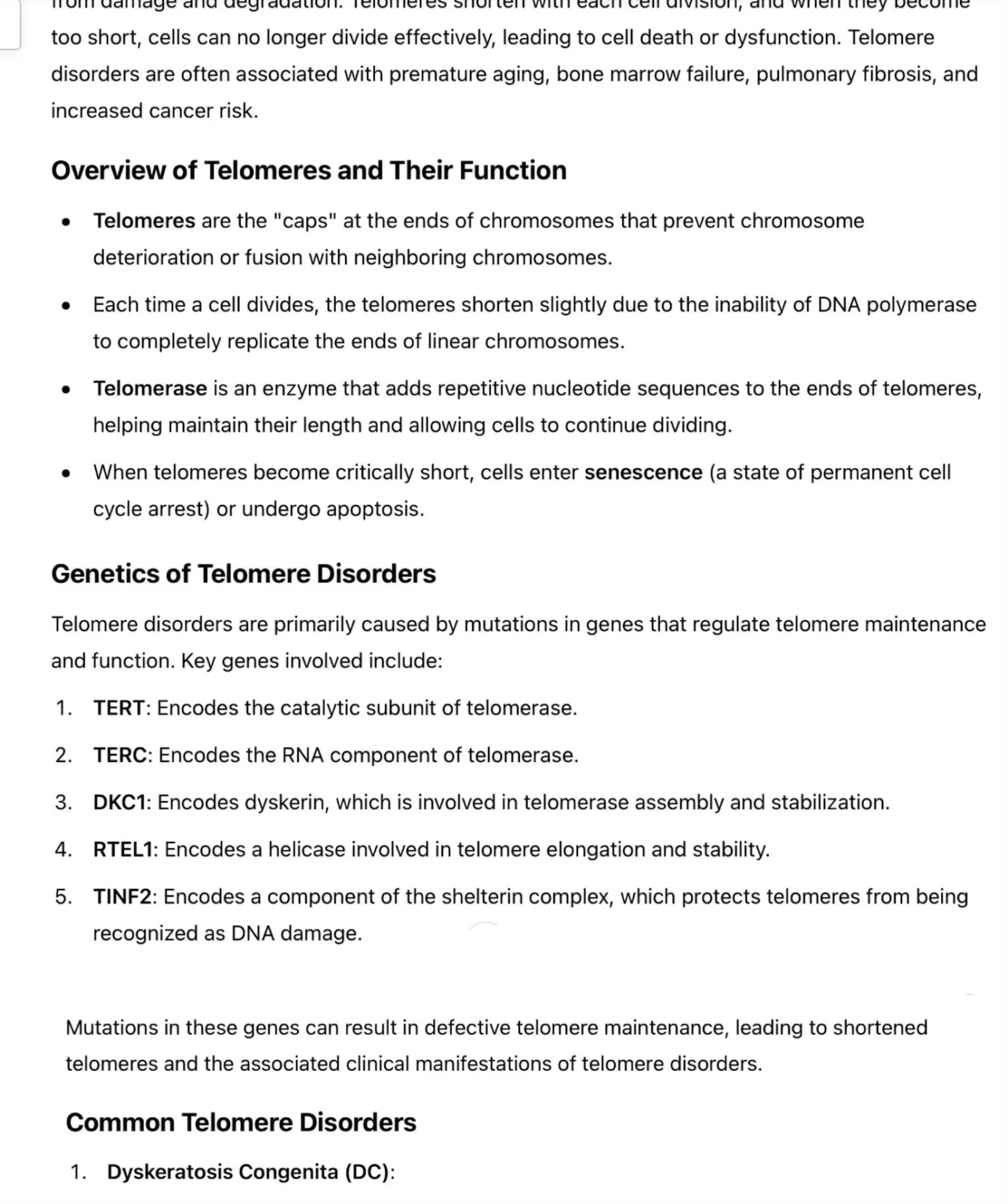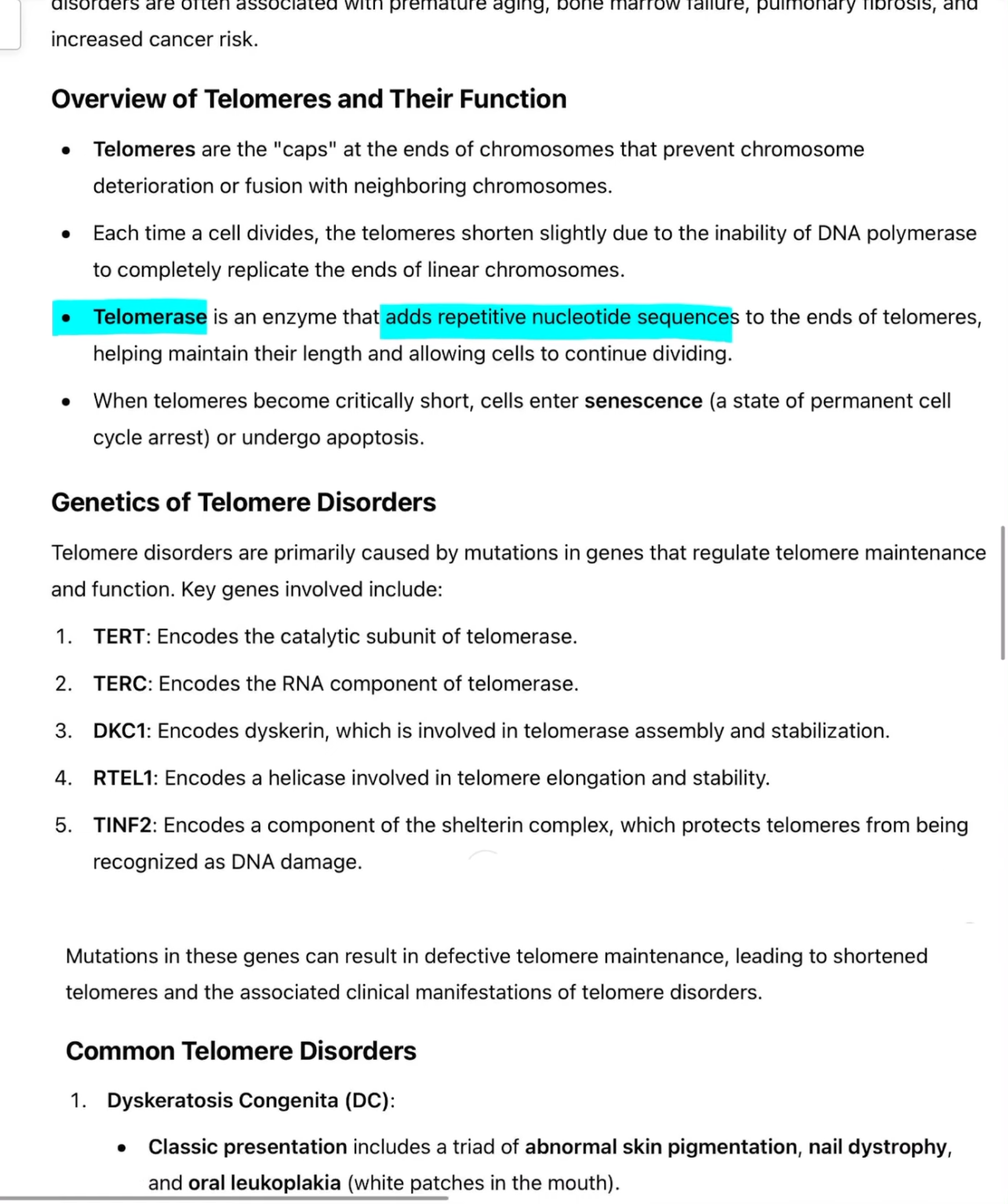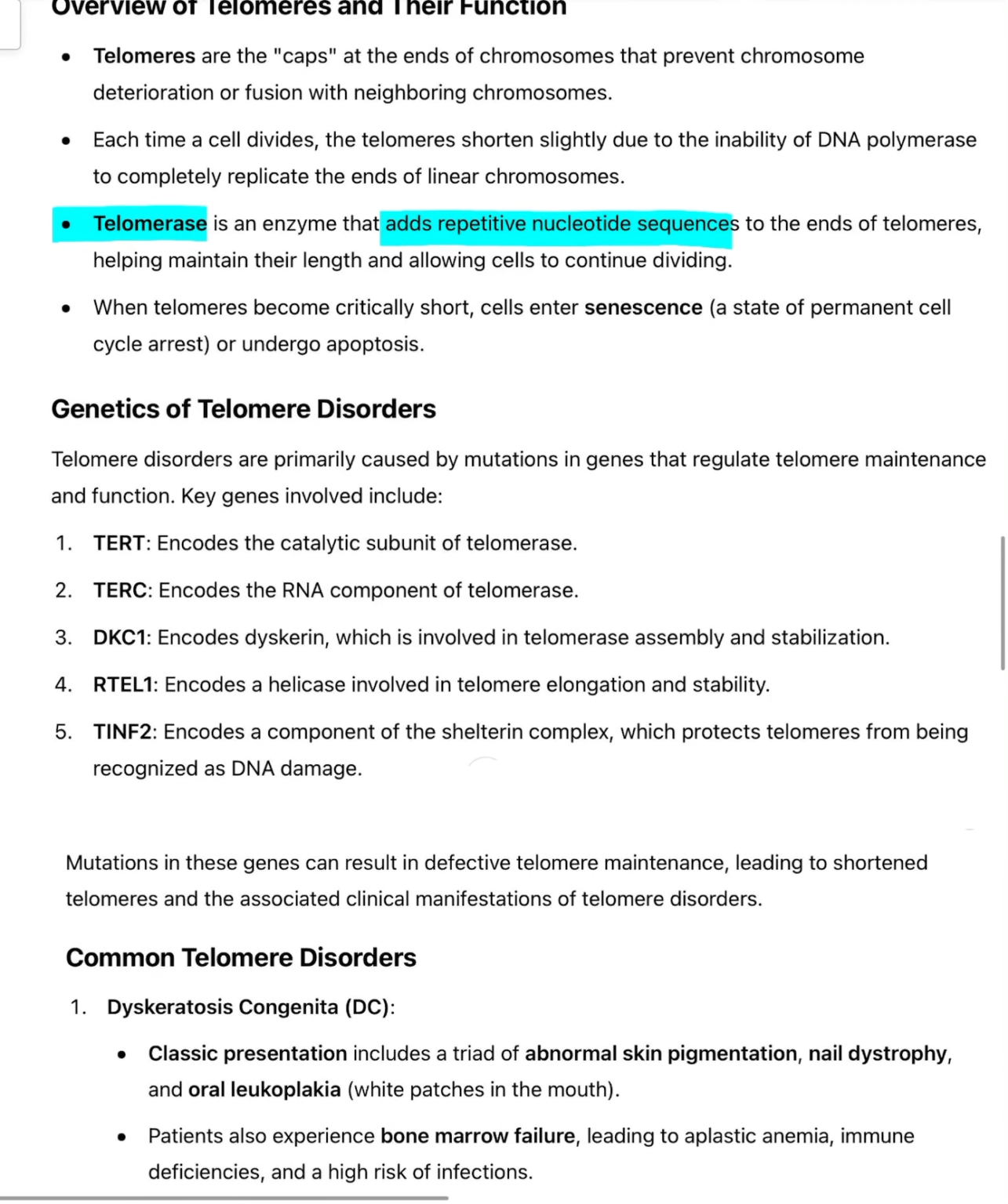But there is one protective enzyme, telomerase. It will add repetitive nucleotide sequences to the ends of the telomeres, which helps them to maintain their length and allows the cell to continue dividing. But sometimes, or naturally, when the telomere becomes critically short because of aging or other factors, these cells enter into senescence, a state of permanent cell cycle arrest, or they undergo apoptosis.